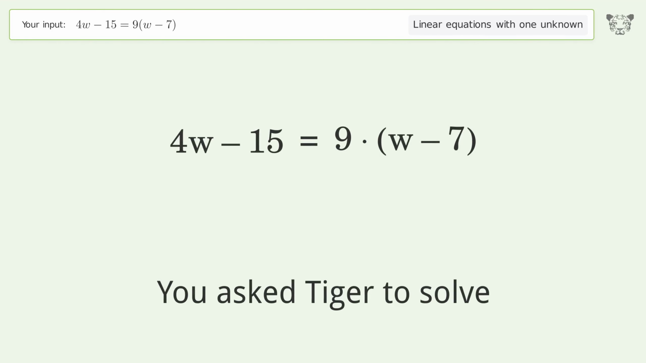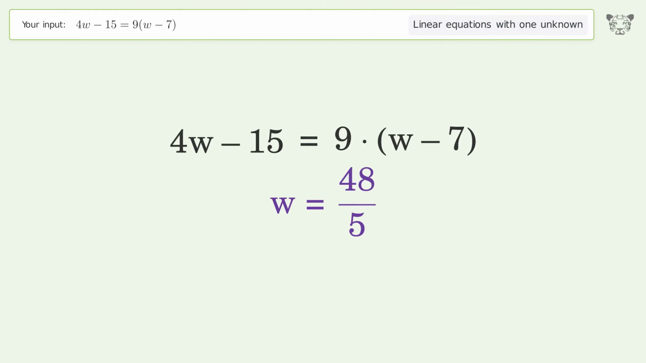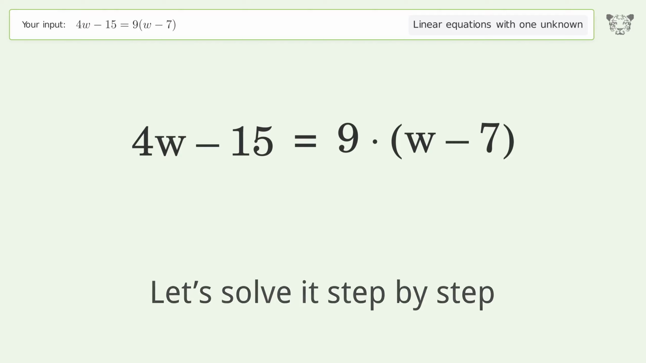You ask Tiger to solve. This deals with linear equations with one unknown. The final result is w equals 48/5. Let's solve it step by step.